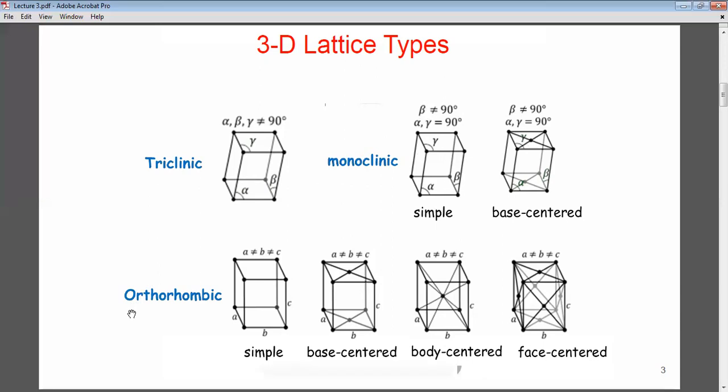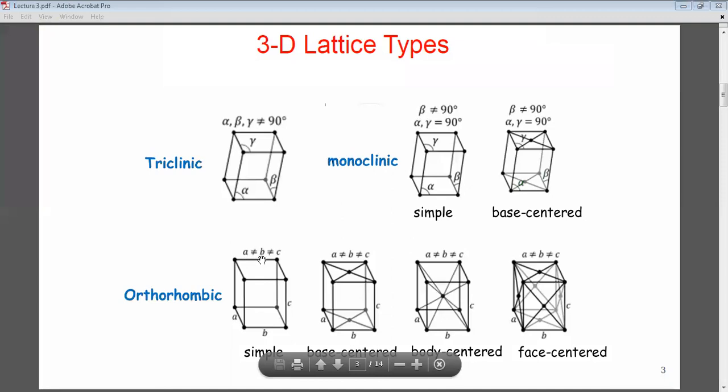Let's look at an orthorhombic. We will not look at all of them. In the orthorhombic, I have A different than B different than C, which means the sides of the lattice are different, but all the axes are perpendicular.